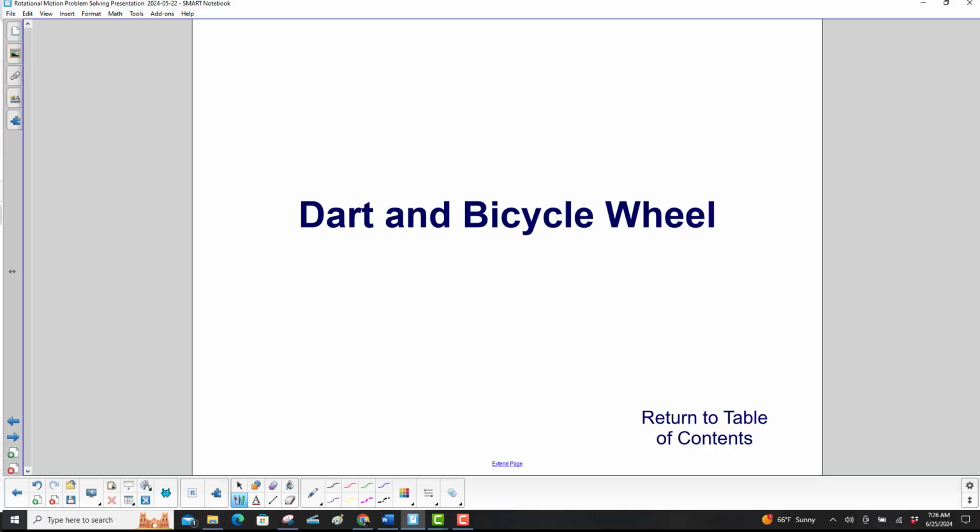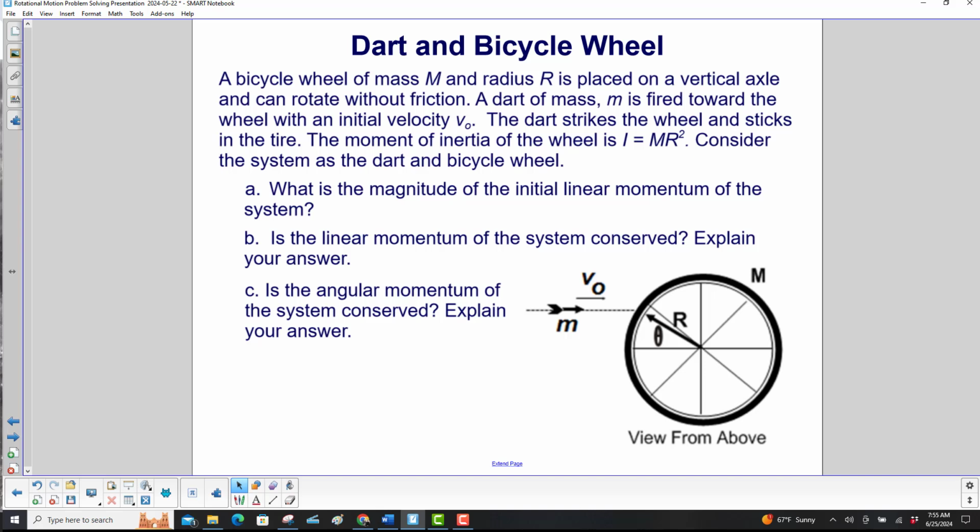Dart and bicycle wheel. A bicycle wheel of mass M and radius r is placed on a vertical axle and can rotate without friction. A dart of mass m, so please don't confuse those, is fired towards the wheel with an initial velocity v0. The dart strikes the wheel and sticks in the tire.